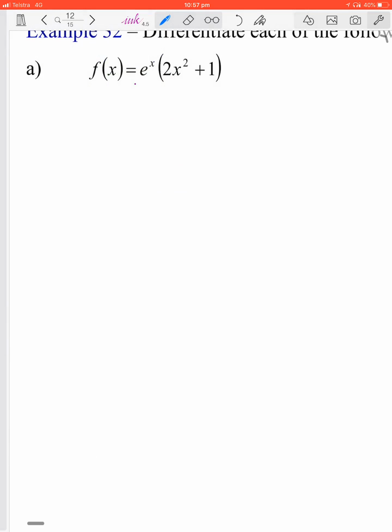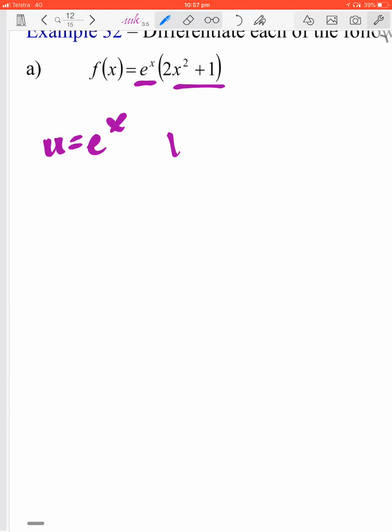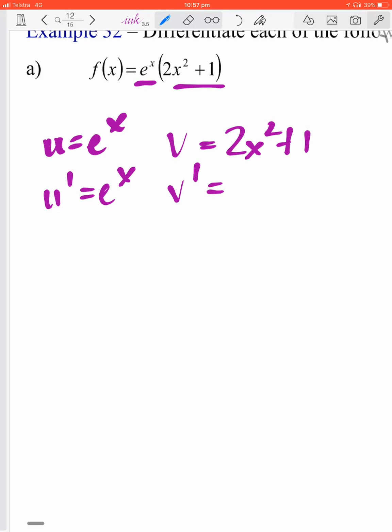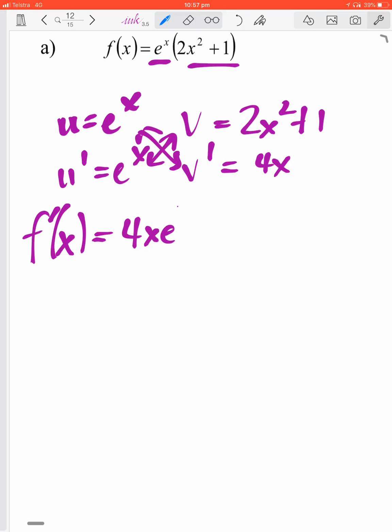In this case I've got two functions. U equals e to the x, V equals 2x squared plus 1. U dash is e to the x, V dash is 4x. The product rule is you multiply those acrosswards and you multiply those acrosswards and add them. So here I'm going to get 4x e to the x plus, because I've got two things, (2x squared plus 1) e to the x.